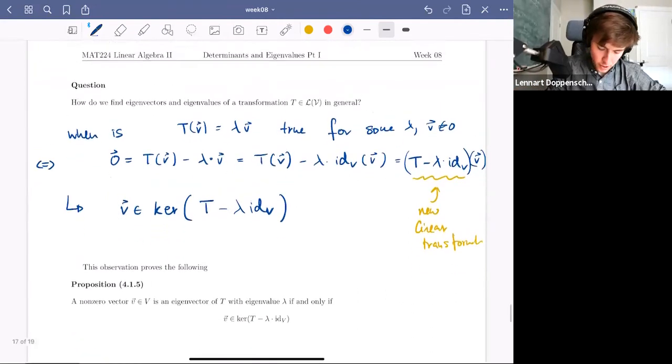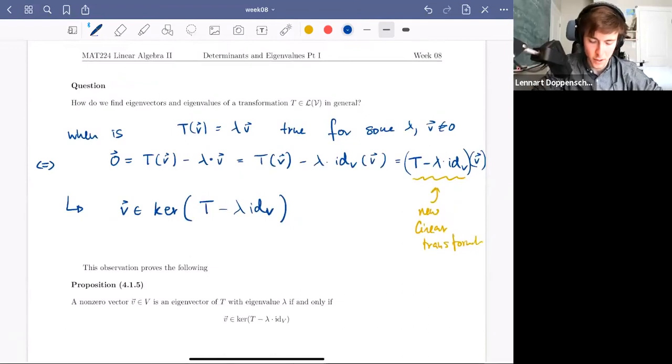And so the proposition that is basically proven just by answering this question, these 3 lines, says that a non-zero vector v is an eigenvector of T with eigenvalue lambda if and only if it is in the kernel of this transformation that we created.